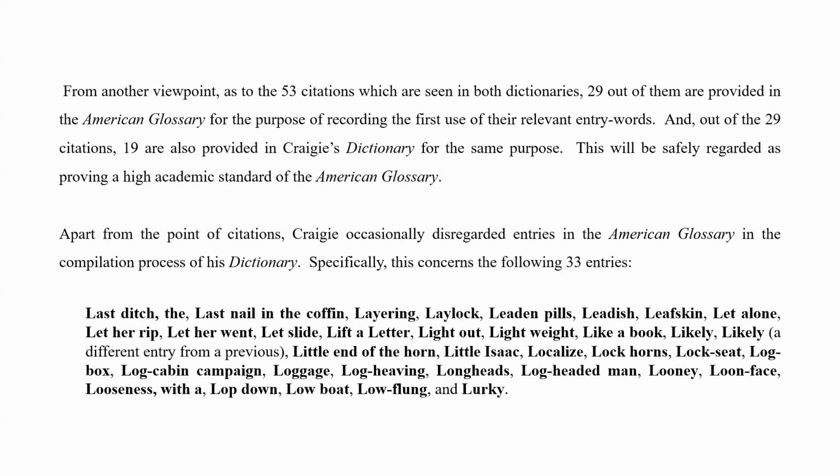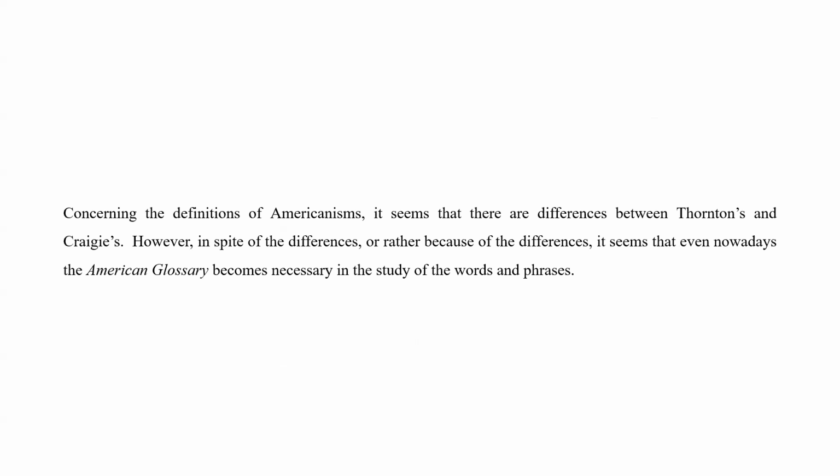Apart from the point of citations, Craigie occasionally disregarded entries in the American Glossary in the compilation process of his dictionary. Specifically, this concerned the 33 entries as you see. Concerning definitions of Americanism, it seems that there are differences between Thornton's and Craigie's. However, in spite of the differences, or rather because of the differences, it seems that even nowadays the American Glossary becomes necessary in the study of the words and phrases.